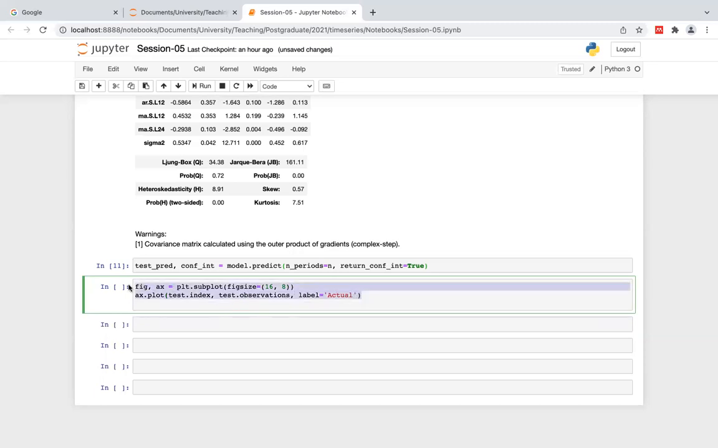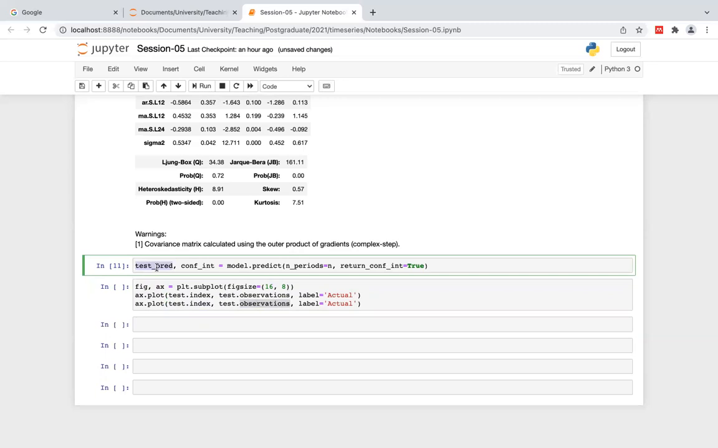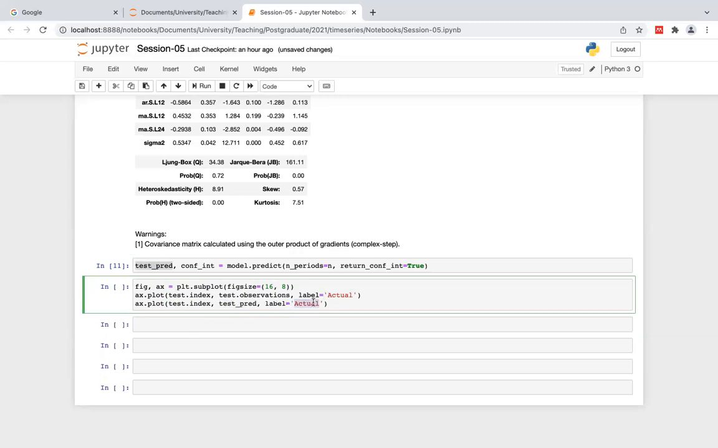Then I copy the same thing because I want to go with the predicted values as well. Test index, right. Not the observation, but test predict. This is the forecast, so let's label it forecast.